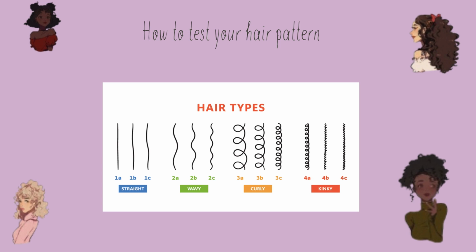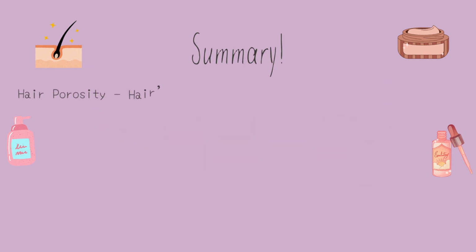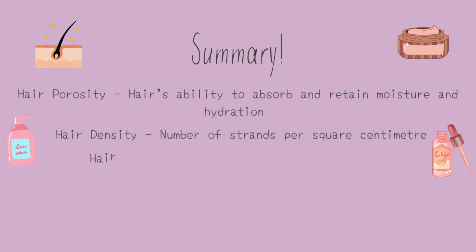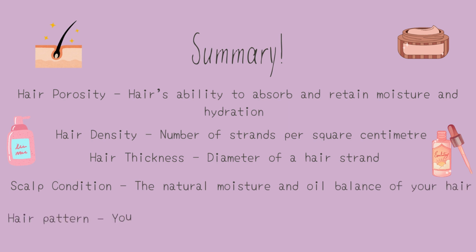So yeah. To summarize everything we have learned in these last two videos of hair identity, we have learned about hair porosity, which is your hair's ability to absorb and retain moisture and hydration. Hair density, which is the number of strands per square centimeter. Hair thickness, which is the diameter of a hair strand. Scalp condition, which is the natural moisture and oil balance of your hair. Then we have learned about hair pattern, which has curly, coily, straight, and wavy hair.